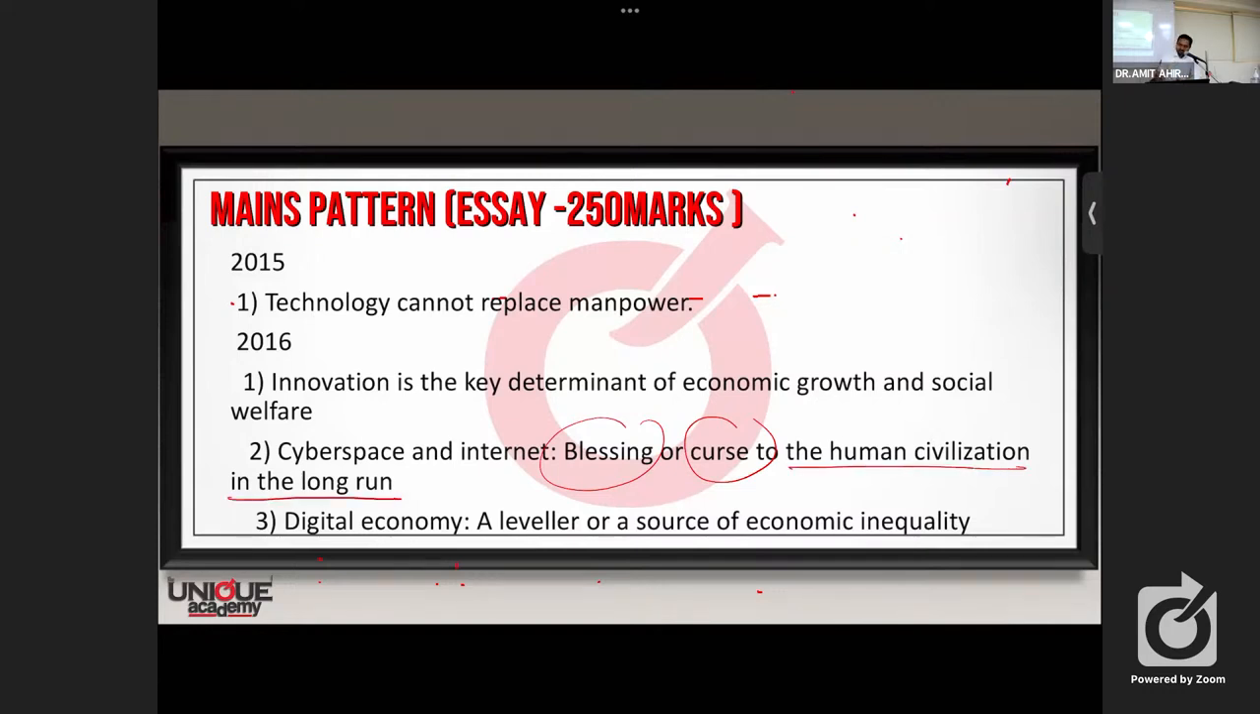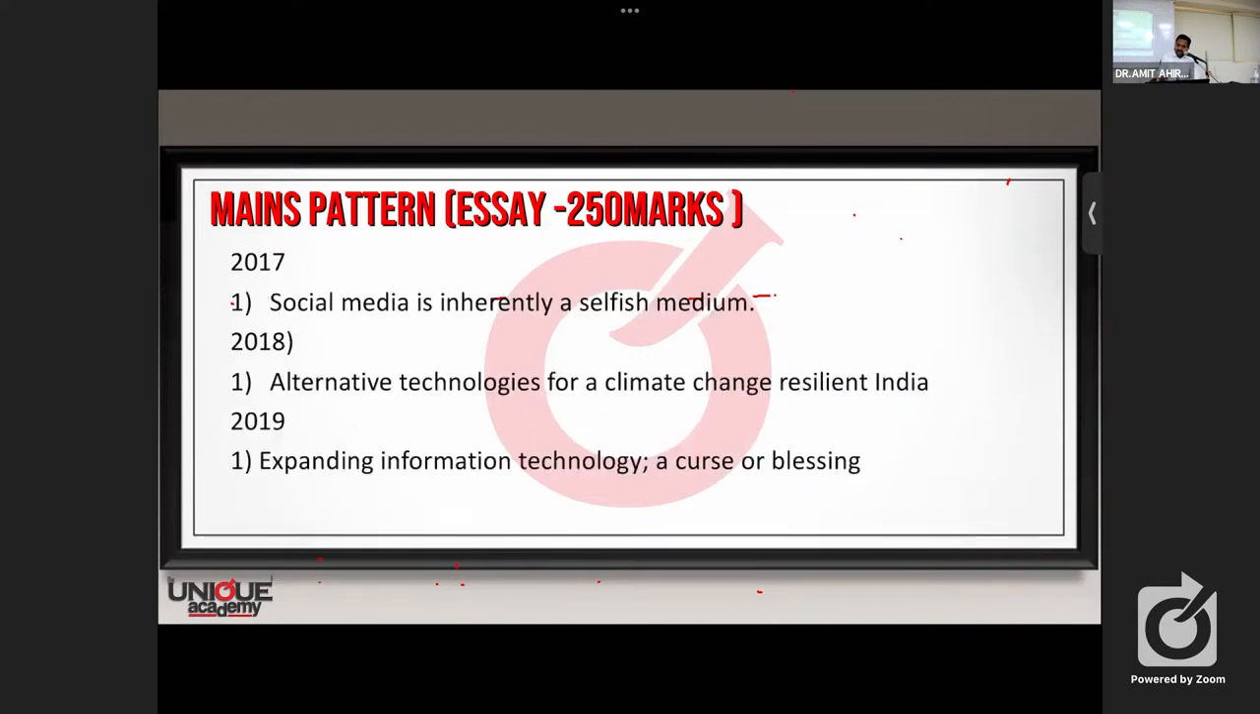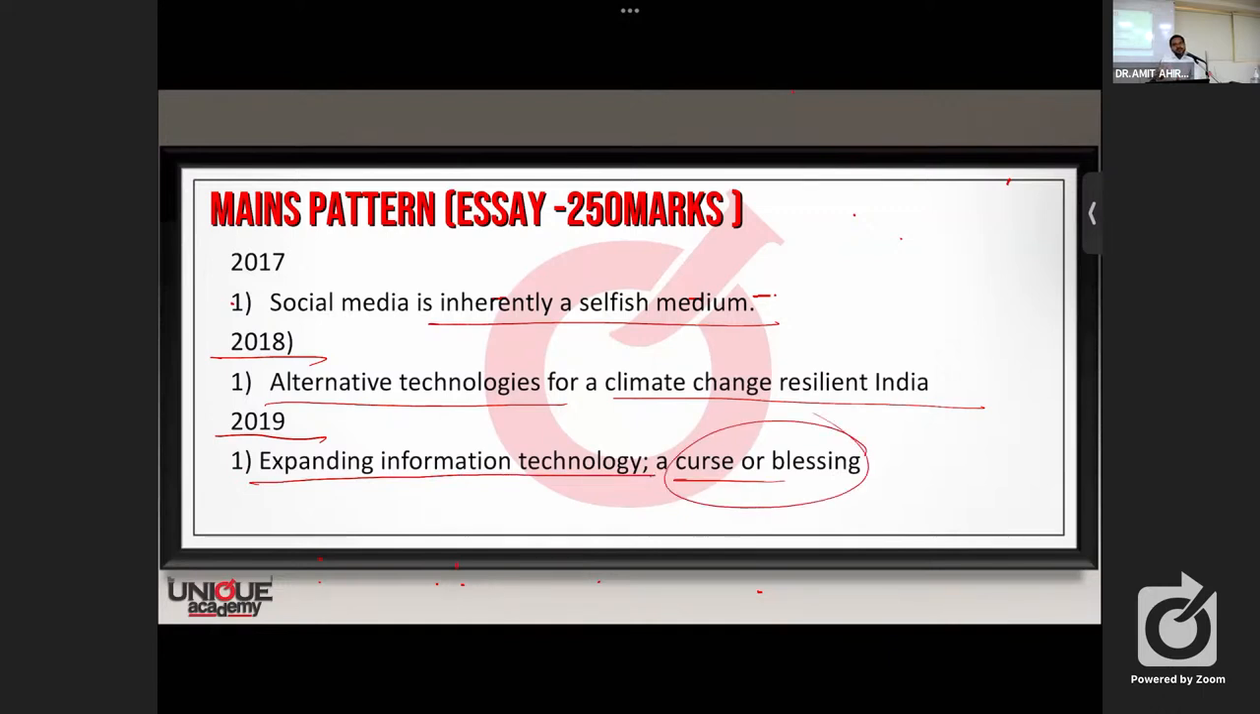Bane boon format आ गया. Digital economy, leveler or source of economic inequality. That means again the same format, bane or boon. Year देखो 15, 16 में तो 3 ऐसे था science technology. 17, social media is inherently a selfish medium. We have just seen that essay. 2018, alternate technology for climate change. 2019, expanding information technology, वही फॉर्मेट है, समझ में आ रहा है?